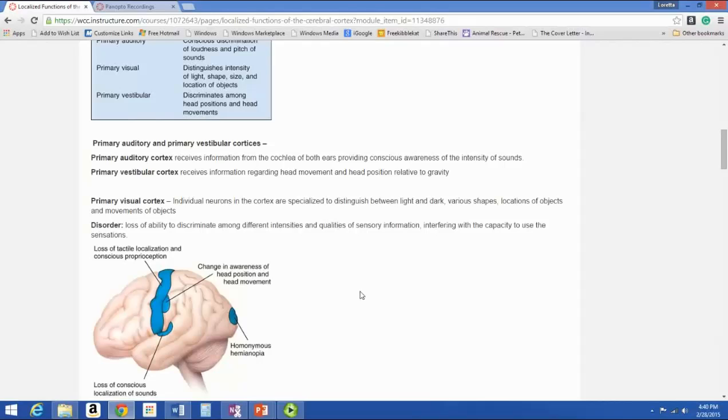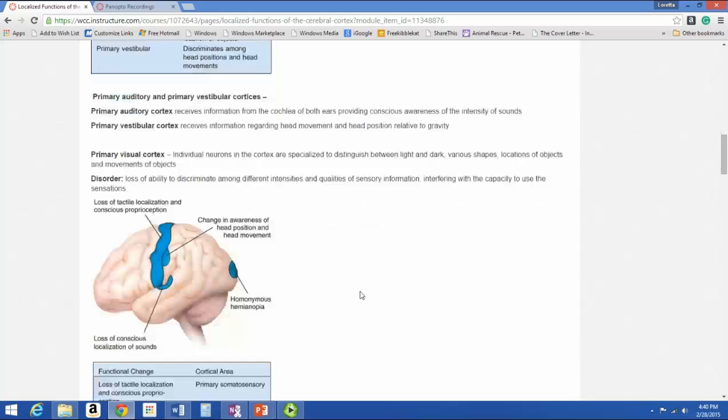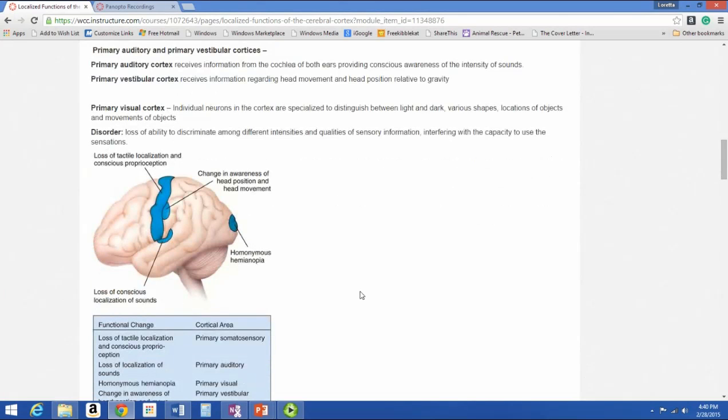If you have a lesion or any kind of disorder in that primary sensory cortex, you lose the ability to discriminate among different intensities and qualities of sensory information. So it interferes with the capacity to use the incoming sensations. Okay, makes sense, right?